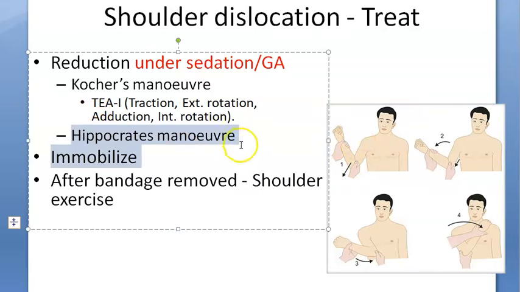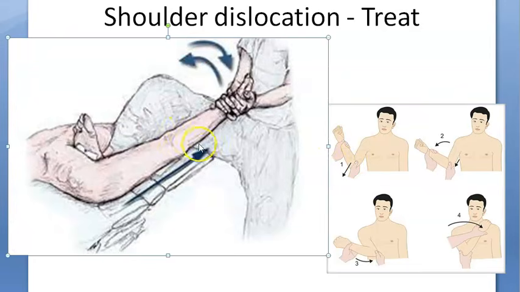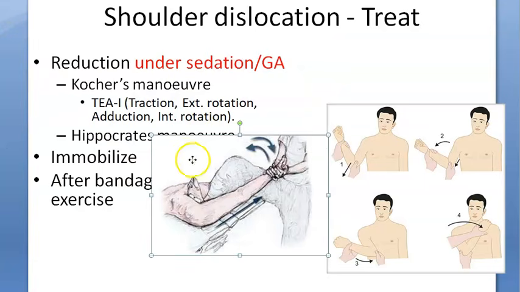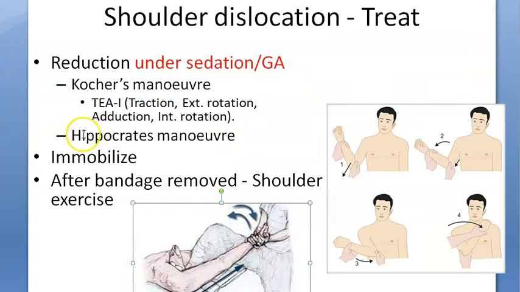Okay. Hippocrates maneuver. Let's look at this one now. The surgeon applies a firm and steady pull on the semi-abducted arm. He keeps his foot in the axilla against the chest wall. The head of the humerus is levered back into position using the foot as a fulcrum. This sounds a little quackish actually, but that is Hippocrates maneuver.